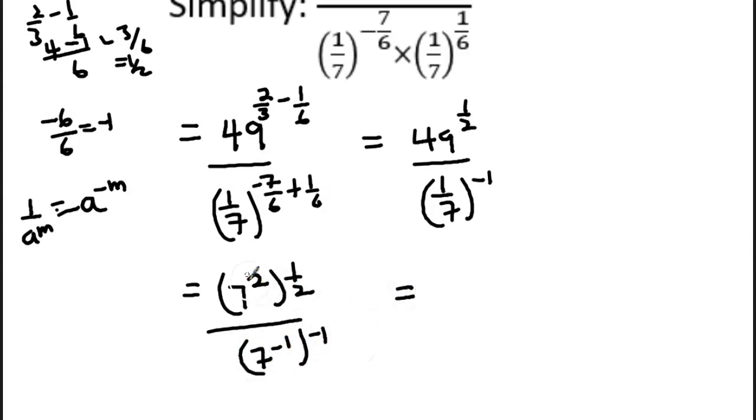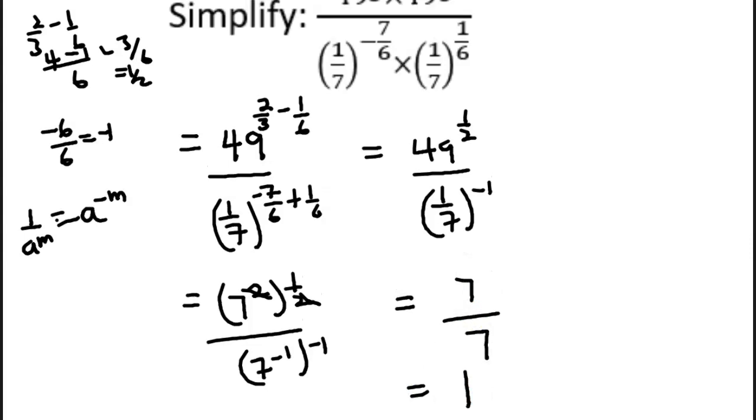They are multiplying. So 2 cancels 2. So we have 7 over, and then this one, minus 1 times minus 1. So we have positive 7. So 7 over 7, which is 1. Let's look at the next one.